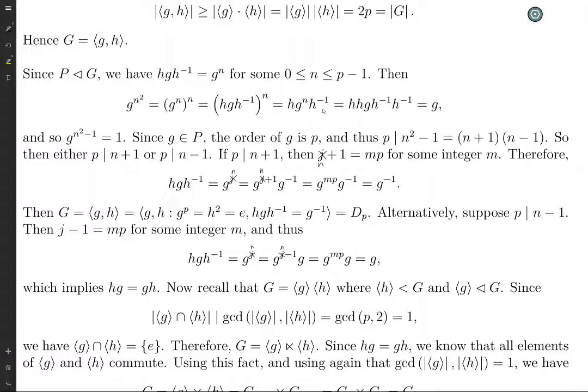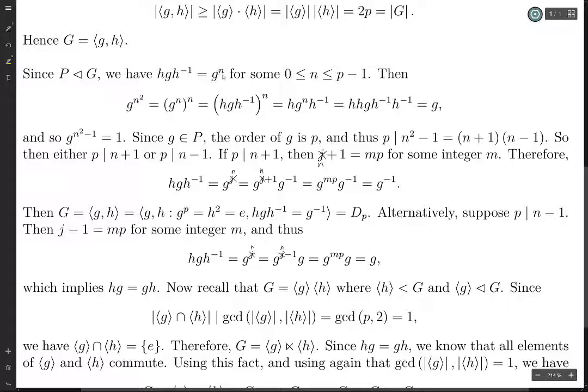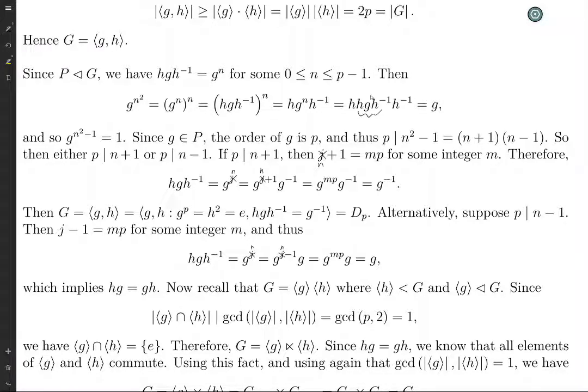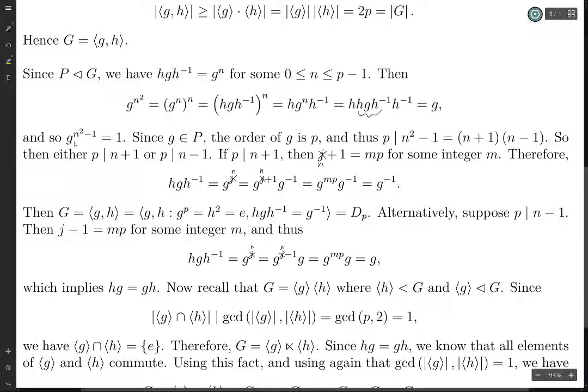But now we know that substituting this thing again, we get h g h inverse, because we're just replacing g to the n with h g h inverse, this thing right here. And then you cancel the h's since h has order 2, and you just get g. So g to the n squared is equal to g, so multiplying on the right by g inverse, we get g to the n squared minus 1 equals 1.